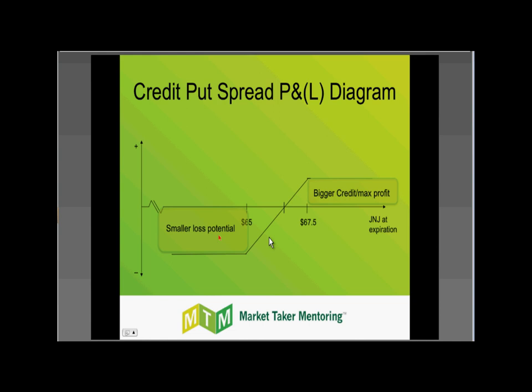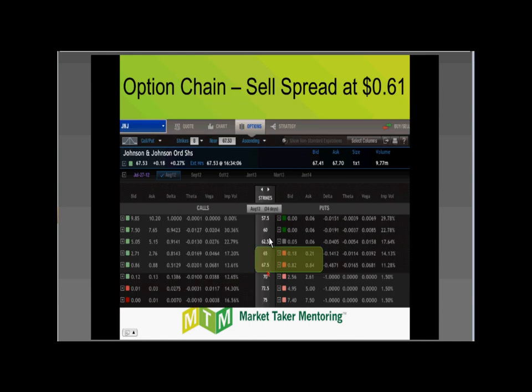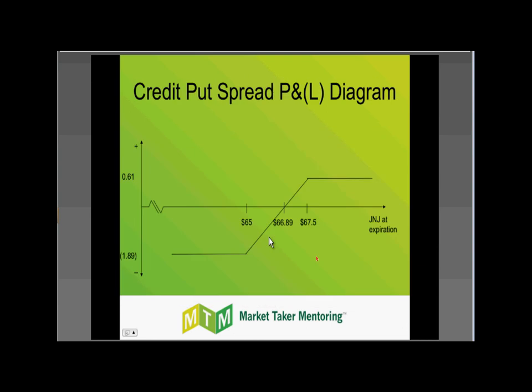So here's the spread. Sell the 67.5 puts at 82 cents. Buy the 65 puts at 21 cents. That's 61 cents. So look, if Johnson & Johnson is above 67.5 at expiration, the trader trading the spread keeps that 61 cents, reaches his maximum profit. The odds are in favor of that. You know, it's not guaranteed, but the odds are in the favor of that.